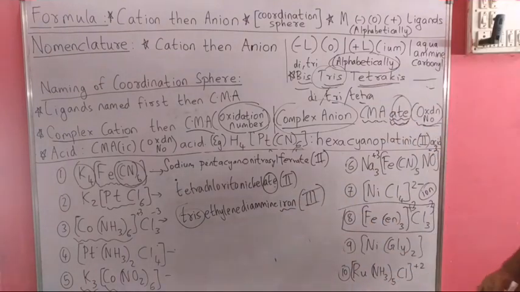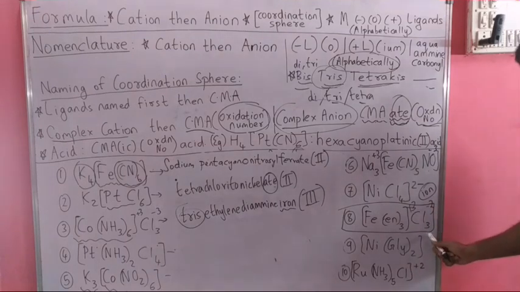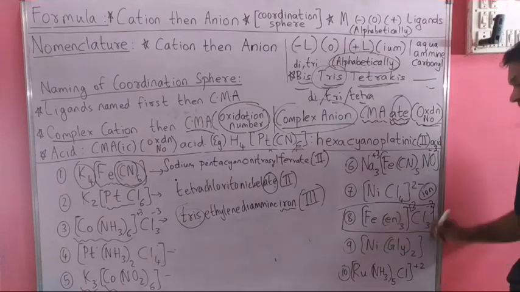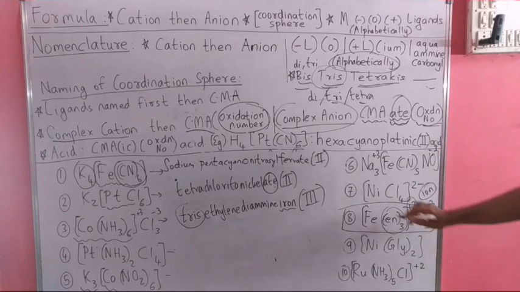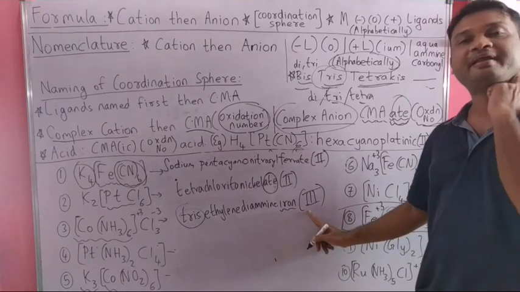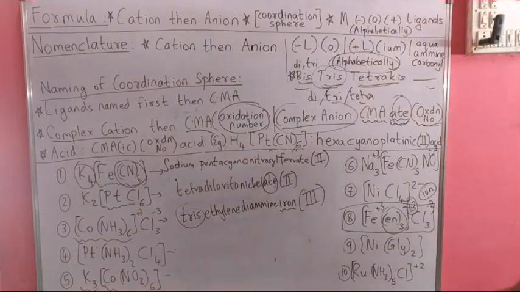number of the central metal atom is 3. Why? Because chloride has -3 charge here, because we have 3 chloride ions. So this complex cation will have +3 charge and en has 0 charge. So all the +3 charge will be on iron. So we will write in parenthesis Roman numeral 3. So this is the name of this compound.